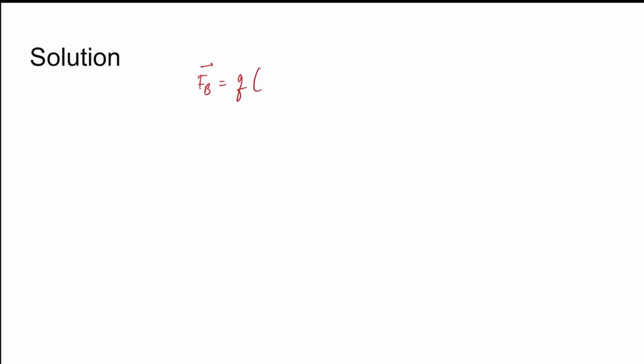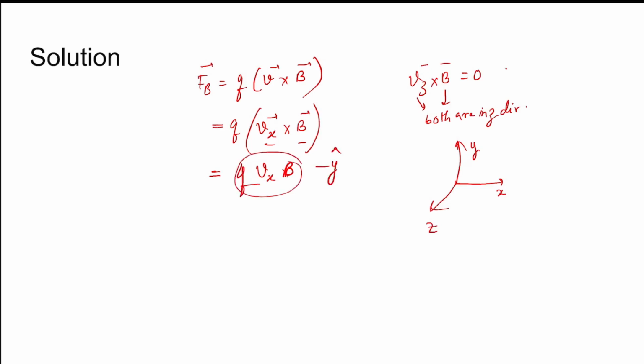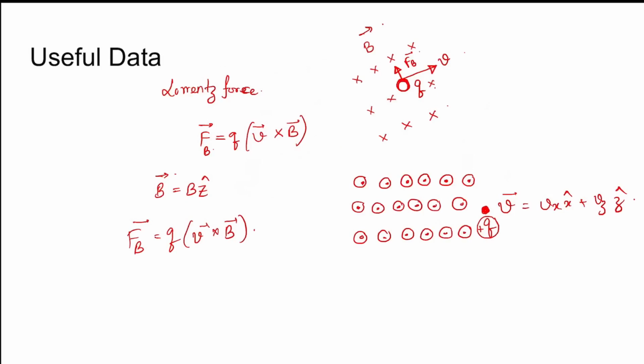Okay, coming to the solution. So now continuing, the force on the charged particle is F equals q v cross B. Now this is q Vx cross B, because Vz cross B will be 0 as both are in the z direction. So the force will be 0 for the z component of the velocity, and only the x component will contribute. In the x component, the magnitude is Vx and this is B. So x cross z, you can see x, y, z, x cross z is minus y.